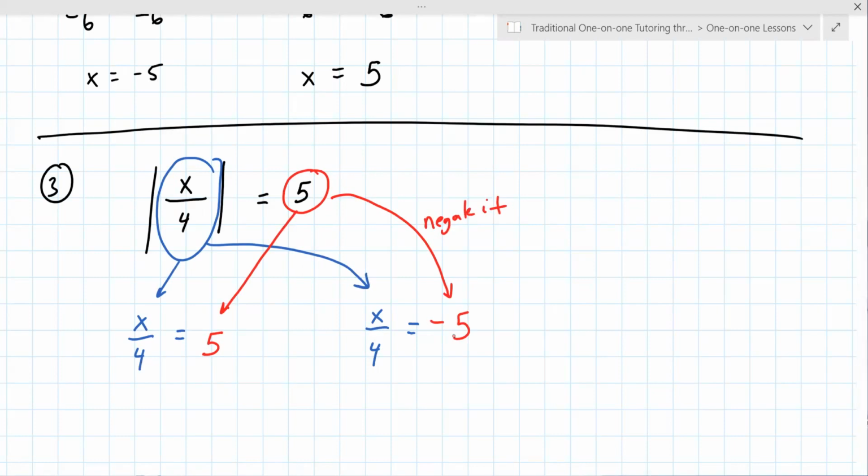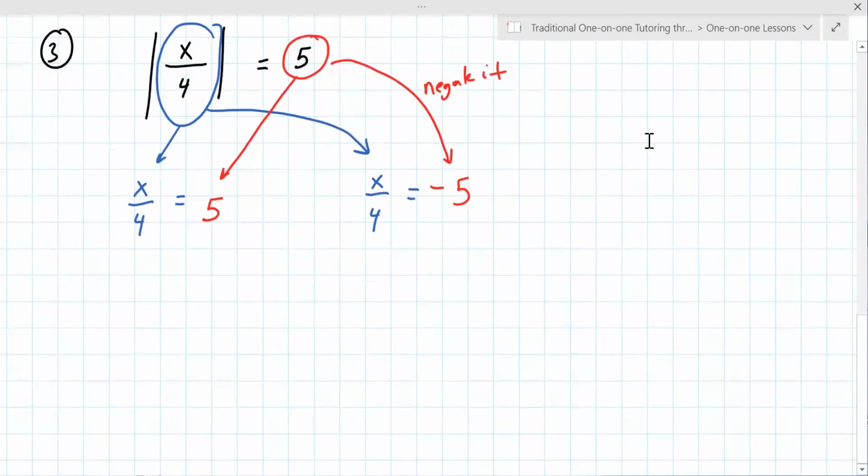Okay. Are you getting this down on your notes? Yeah, I'm getting it down.